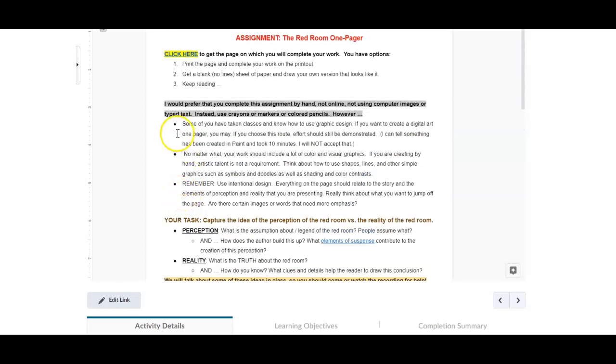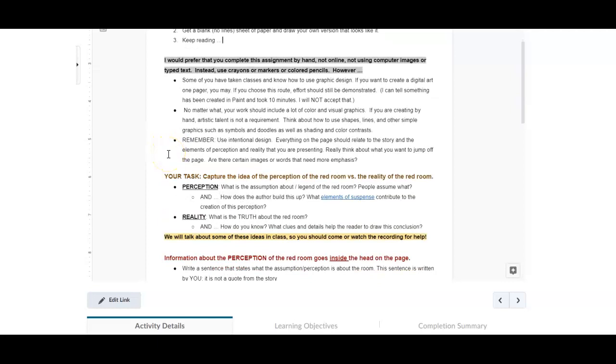Okay. So, you know that you've got to print off something, you know you got to do it by hand, but what is your task? Your task is to capture the idea of the perception of the Red Room versus the reality of the Red Room. So, the perception is what is the assumption about the legend of the Red Room? People assume what? And how does the author build this up? What elements of suspense are created in this perception? So that would be, if you print out, what's inside of the head.